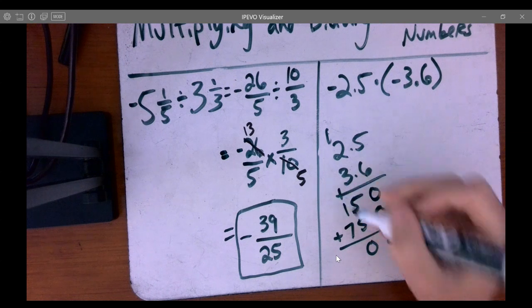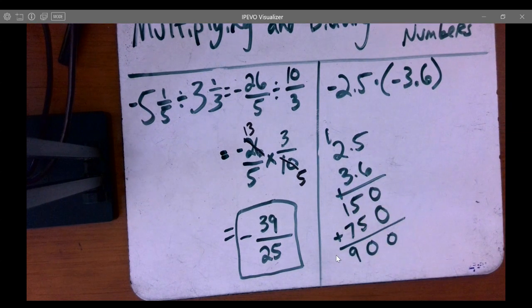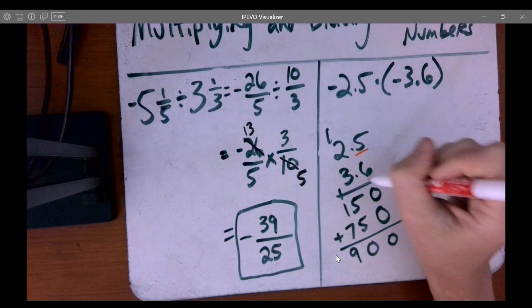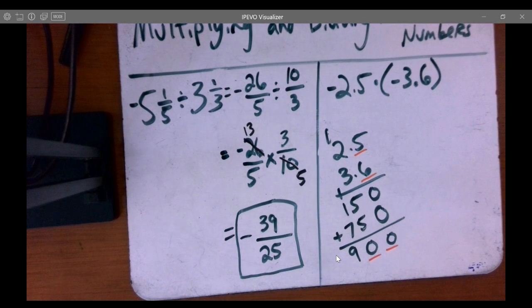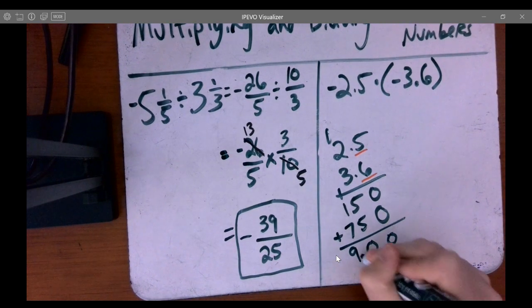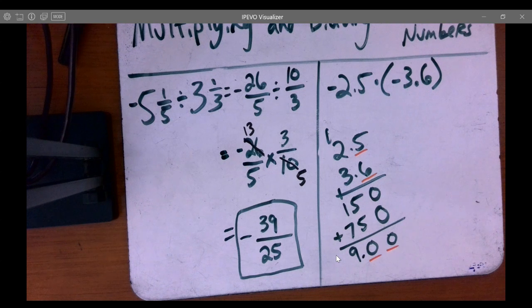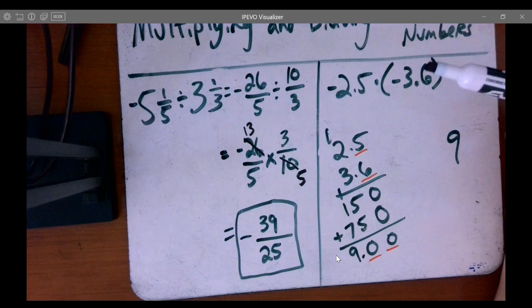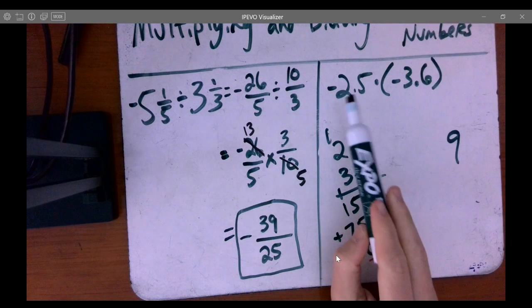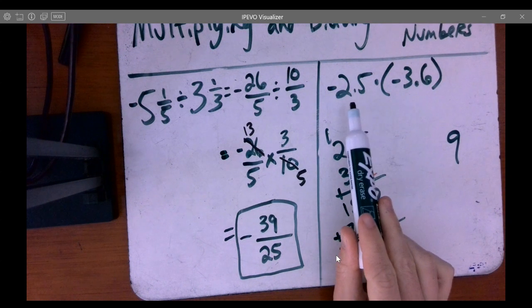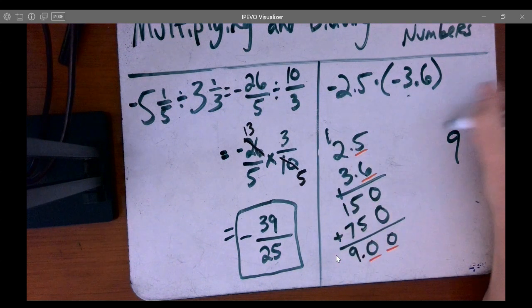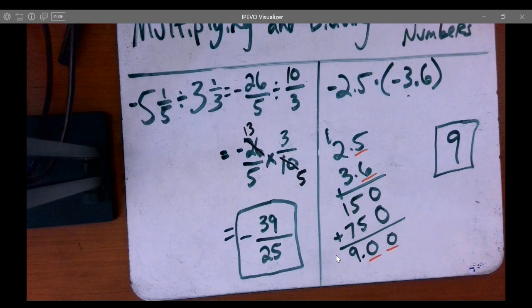And my final answer is 900, but I'm not done because I need to figure out where my decimal point goes. So I had 2 decimals in my original question, so my final answer also needs to have 2 decimals. And then 9.00, I don't need those decimals. It has a value of 9. So my final answer is 9, and then I also need to use my prior knowledge from Unit 1. Anytime I'm multiplying two numbers who have the same sign, in this case a negative and a negative, my answer is going to be positive. So that's how I know that my answer is +9, not -9.